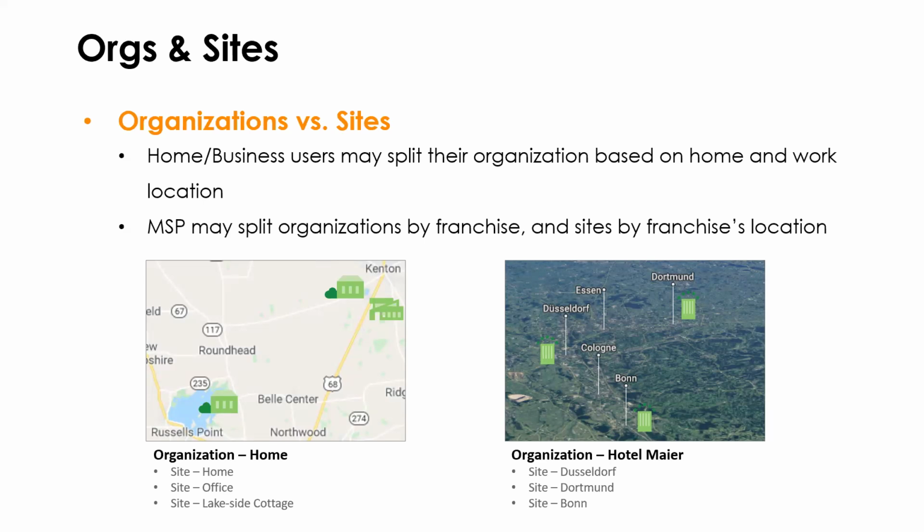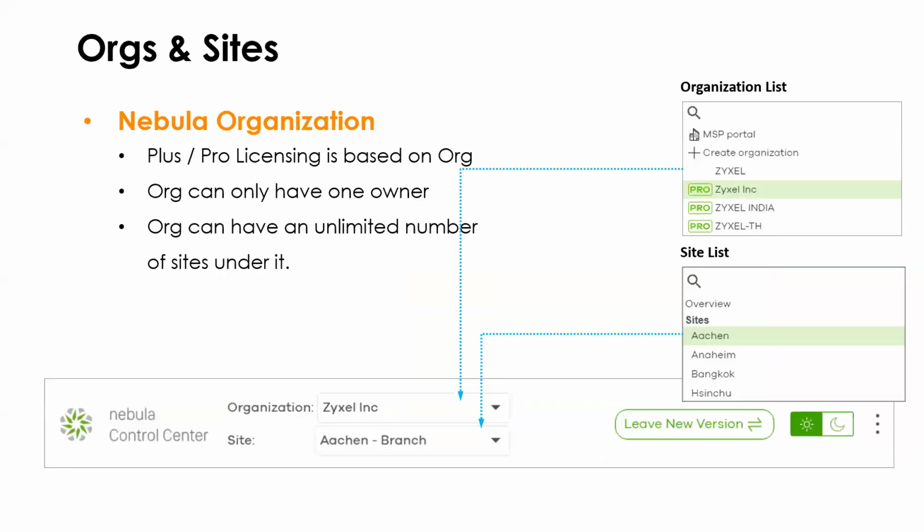Basically you've got organizations versus sites. Organization is your top level, sites are underneath that. All sites have to be part of an organization. As a general rule, every one of your customers should be their own organization, and in some cases, you may have more than one organization. One idea is splitting up your organizations by individual franchisee and then sites by franchise location.